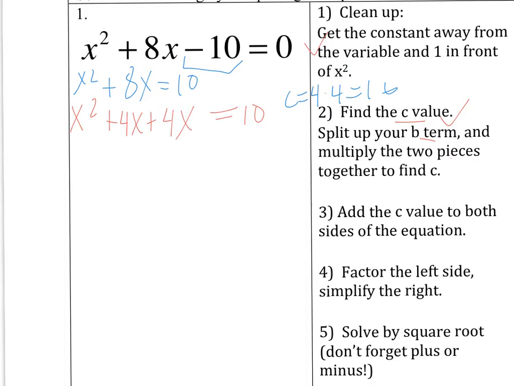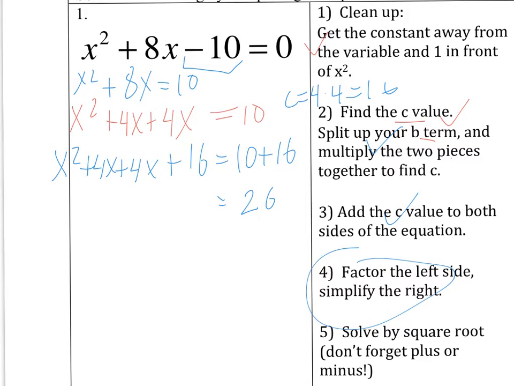Nice. Add the c value to both sides of the equation. X squared plus 4x plus 4x plus 16 is equal to 10 plus 16. That means 26 on the right side, and on the left side, I'm going to factor. This is going to factor into x plus 4 and x plus 4, in other words, x plus 4 squared.